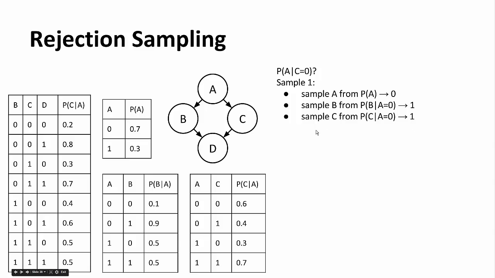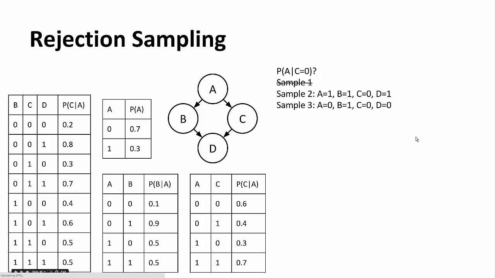At this point, we know that we're not going to use this sample to answer this query because it's not consistent with the evidence. We can stop. We don't need the value for D because we already know that this sample is never going to be used. So we'll just reject this sample and move on to the next one without ever sampling D.